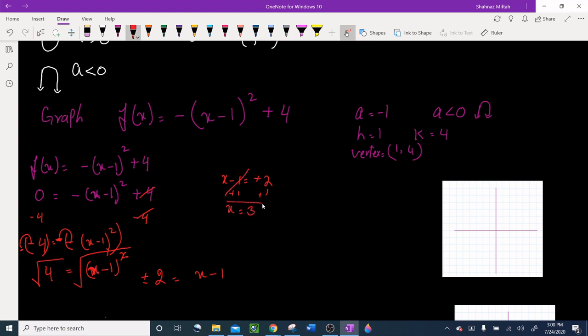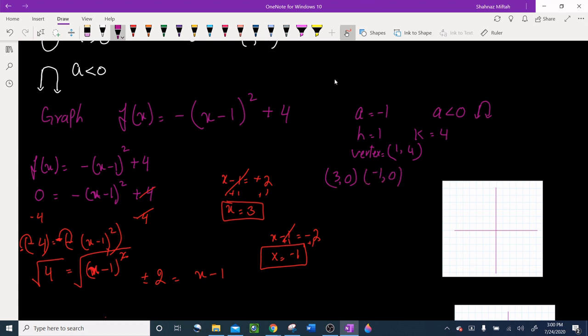They cancel. So this is one x-intercept, and then I have to have another one because x minus 1 equal negative 2. So that will give me x equal, when I add 1 both sides, negative 1. So that's my other x-intercept. So I have 2 ordered pairs. I got vertex. I know it's concave down. So another thing that we just found, the x-intercepts, and it's 3, 0, and negative 1, 0.